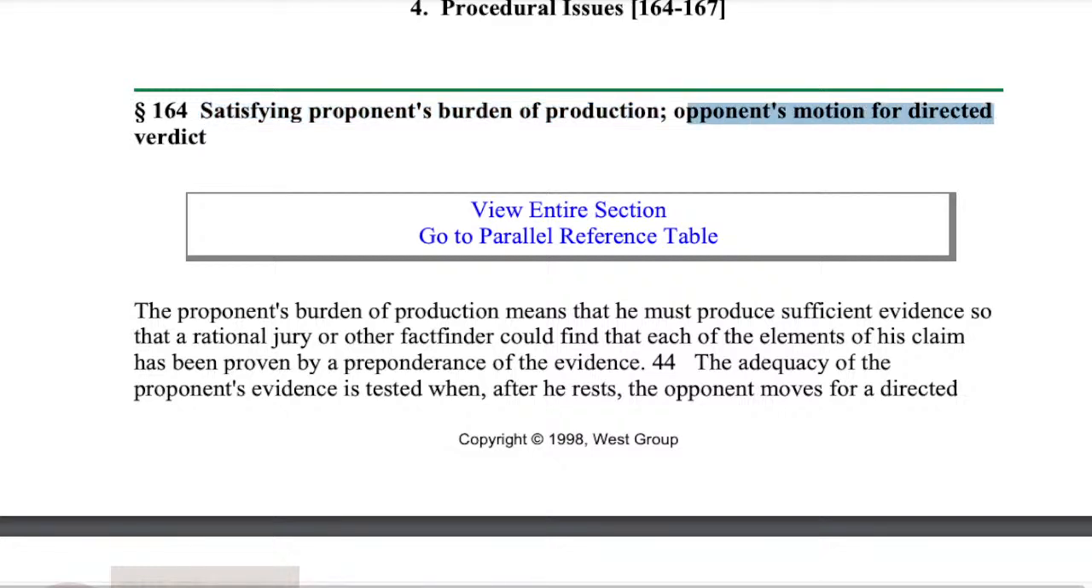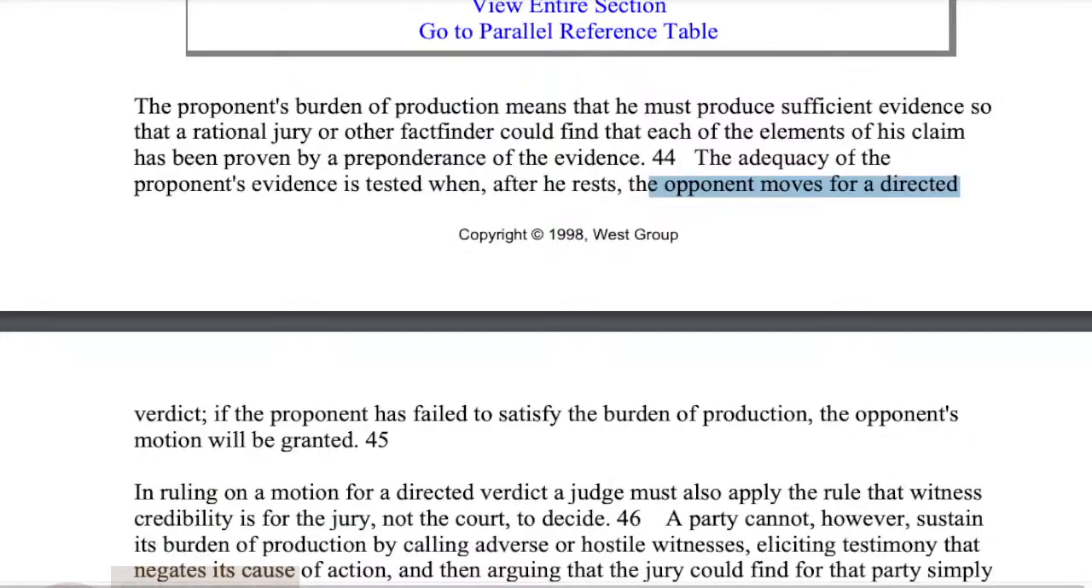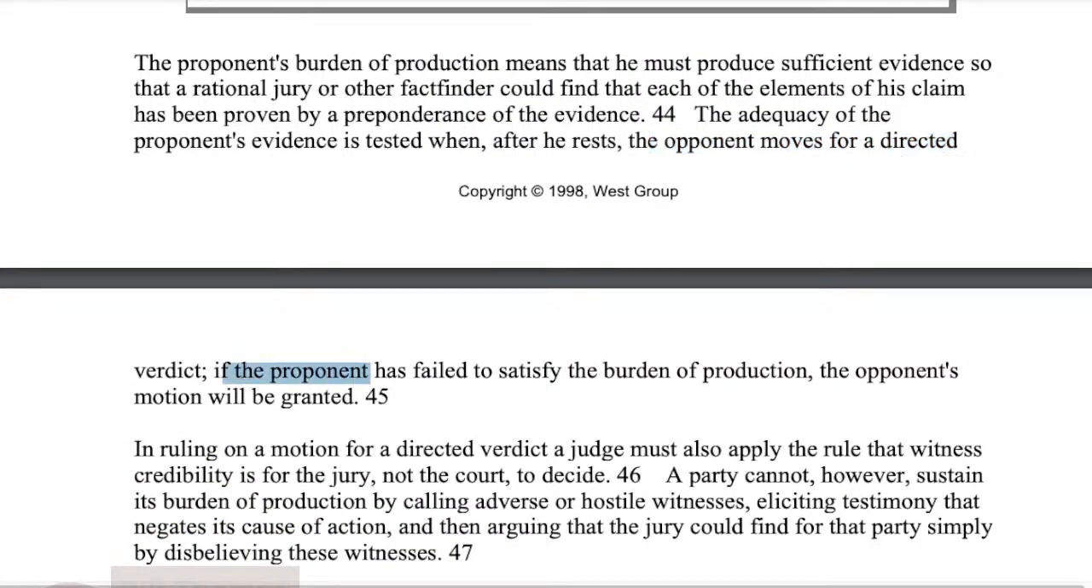The opponent's motion for directed verdict. The proponent's burden of production means that he must produce sufficient evidence so that a rational jury or other fact finder could find that each of the elements of his claim has been proven by a preponderance of evidence. The adequacy of the proponent's evidence is tested when, after he rests, the opponent moves for a directed verdict. If the proponent has failed to satisfy the burden of production, the opponent's motion will be granted. Wow, that's where they pull it from the jury.